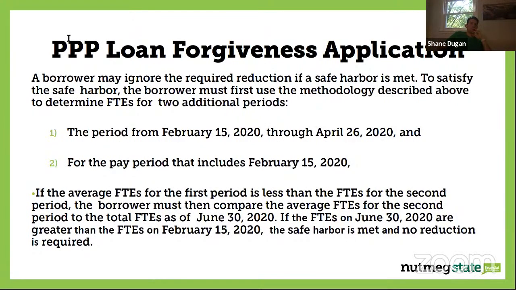And it allows you to look at two different periods, again, when trying to determine that safe harbor part, again, February 15th, 2020 through April 26th, 2020. And then for the pay periods that include February 15th, 2020. Oh man, this is so much harder when you're trying to read it off the screen. All right, I think I kind of went over that part too.